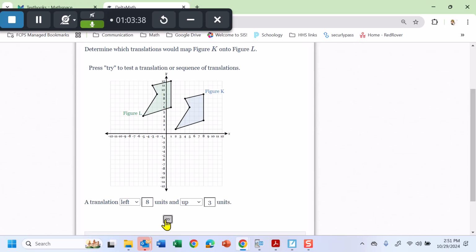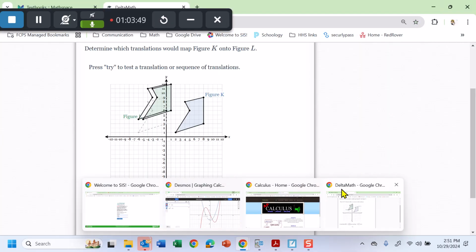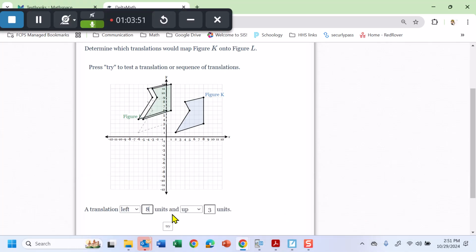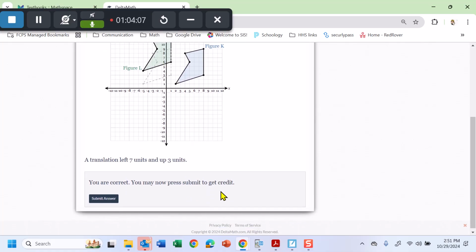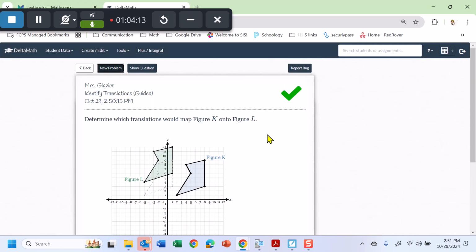And then watch this. It lets you try it over. Oh, I went too many. So it's not left 8, it's left what? Uh-oh, where'd it go? It's left 7. So let me fix that. That's what I get for counting with my old lady eyes. Now we can try it again. How'd I do this time? Got it. So you are correct. You can press submit to get credit. That's all we ever want is credit. There we go. And it's kind of cool how it shows you.